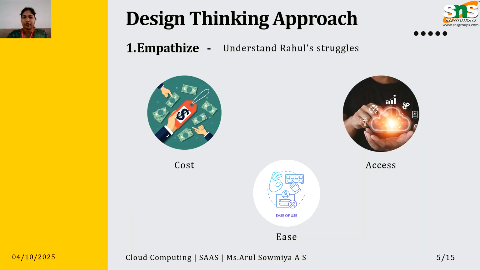So next we are going to solve this problem using the design thinking approach. What are the phases in design thinking? There are 5 phases. First, we have to empathize with the problem. The second is to define the problem statement. The third is to ideate. The fourth is prototype and the fifth is test. Here we are going to see the first one, empathize.